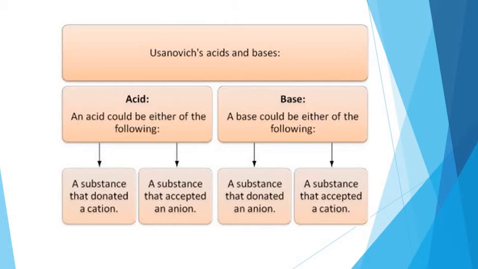According to Usanovich, acids could be either of the following: a substance that donated a cation, or a substance that accepted an anion. According to the Usanovich theory, bases could be either of the following: a substance that donated an anion, or a substance that accepted a cation.